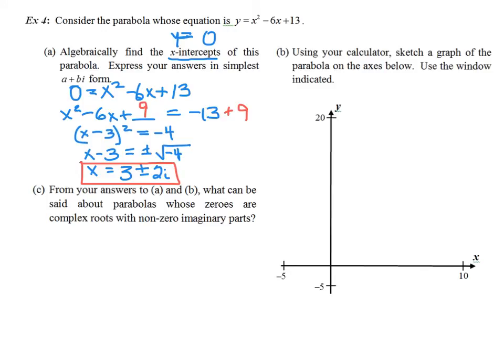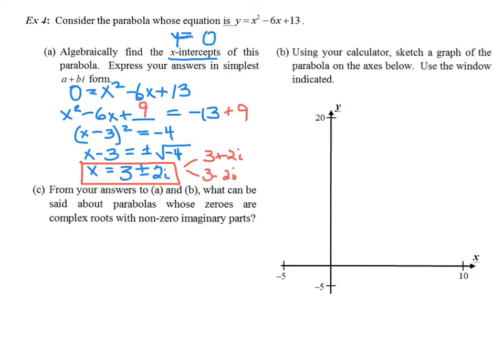I chose to do this problem by the method of completing the square, but we would have gotten exactly the same solution if we had used the quadratic formula. So in my solution, I got x is equal to 3 plus or minus 2i. And again, that's two separate answers, 3 plus 2i and 3 minus 2i. Now remember that the question actually says, let's find the x-intercepts of this parabola.